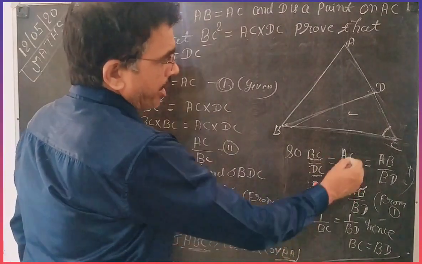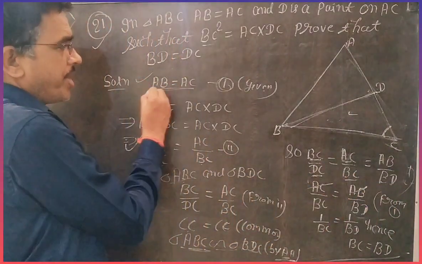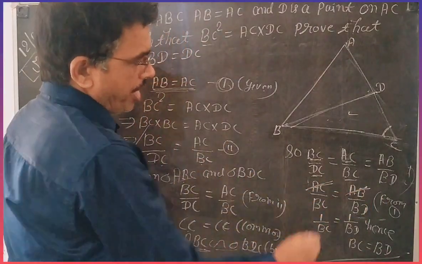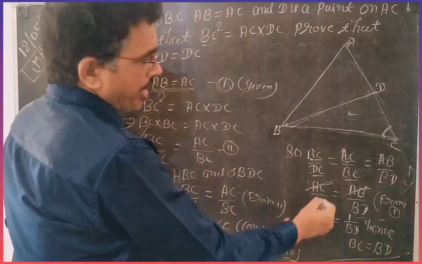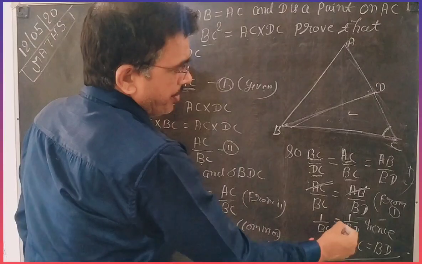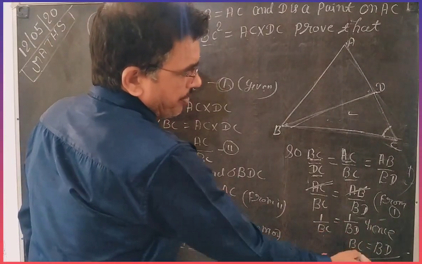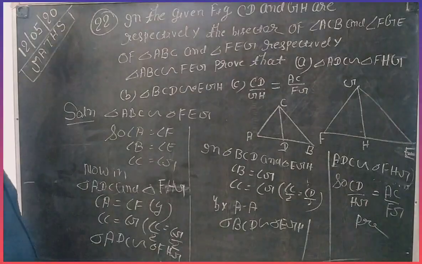Now we write here AC by BC is equal to AB by BD, and it is clear AB and AC are equal. So this AC and this AB will be cancelled, because it is given. So what is the remaining you have now? It is 1 by BC is equal to 1 by BD. And now write their reciprocal, then BC is equal to BD. That is your question's answer.